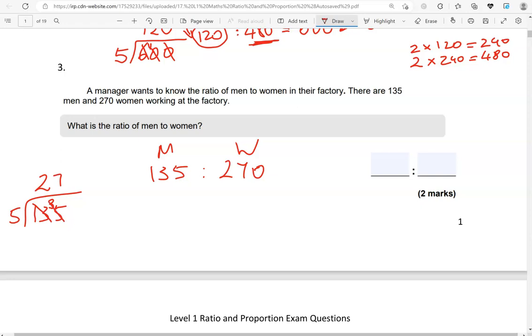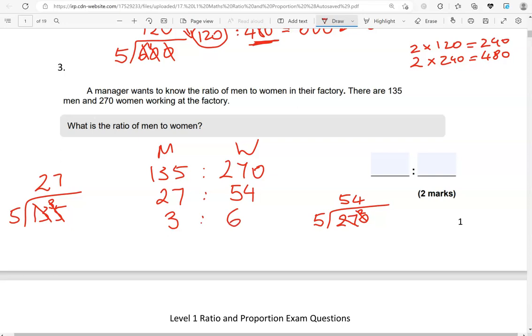So dividing 135 by 5 gives us 27. What if we divide 270 by 5? What do we get? How many 5s fit into 27? That is 5 of them. And we have 2 remaining. How many 5s into 20? That is exactly 4. So we get 54. Both of these are multiples of 9. So 27 divided by 9 will give us 3. 54 divided by 9 will give us 6.